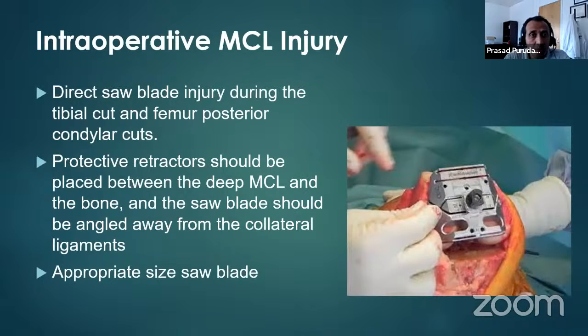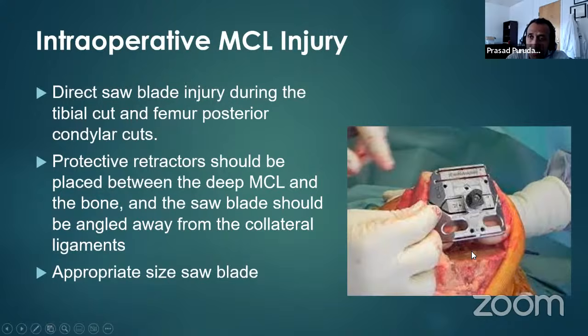Next, it can happen when we're doing the tibial cut and the posterior medial femoral condyle cut. This is from direct saw blade injury. So it's very important to have appropriate protective retractors placed deep to the MCL when we are doing the cut. And also, it's very important to angle the saw blade away from the medial collateral ligament.